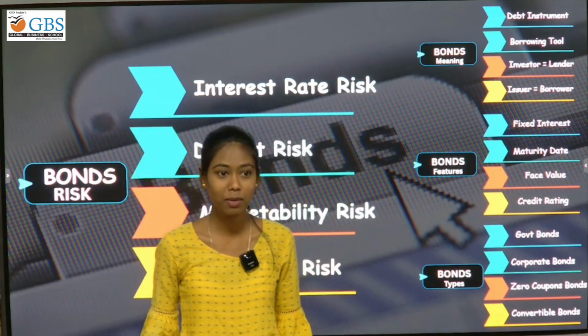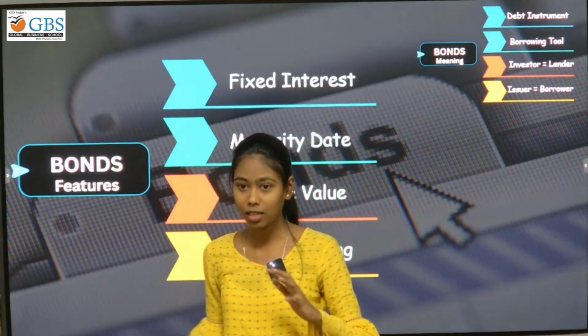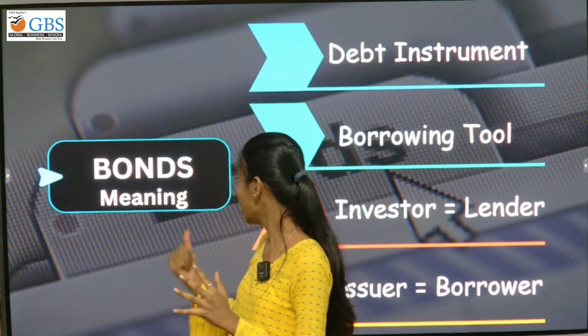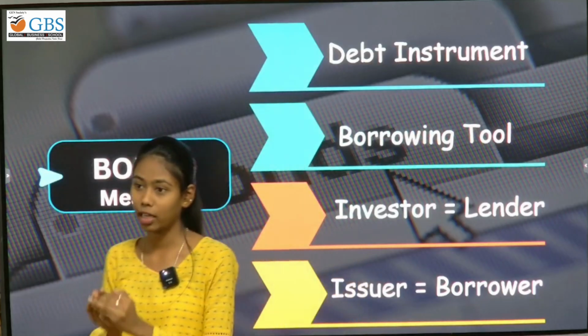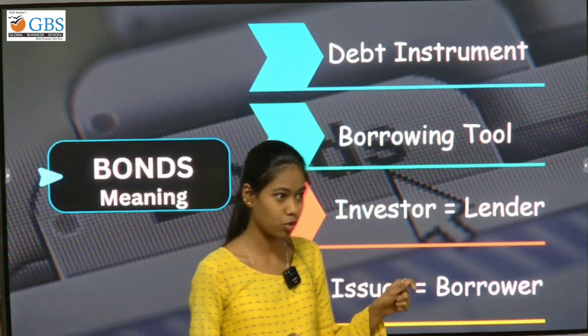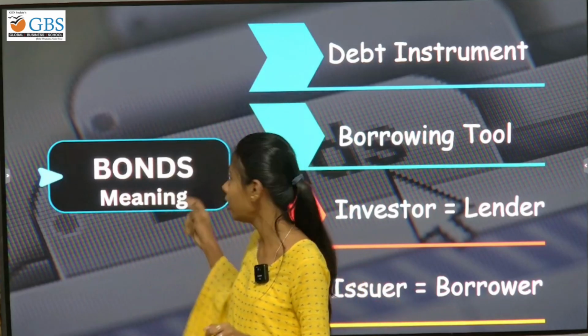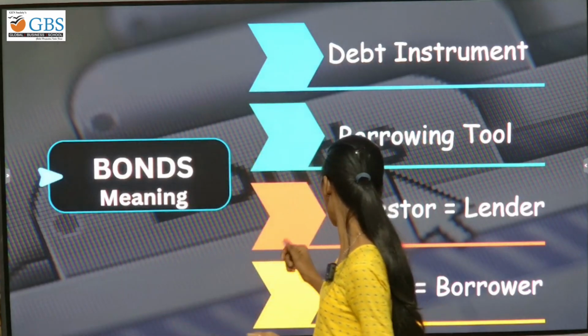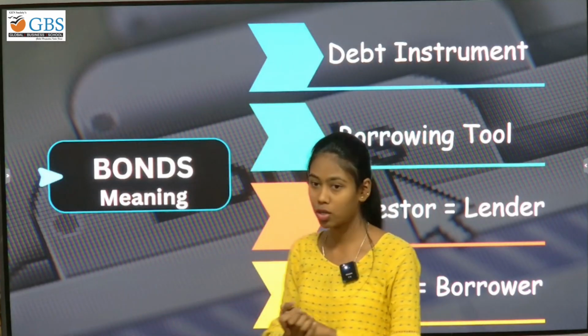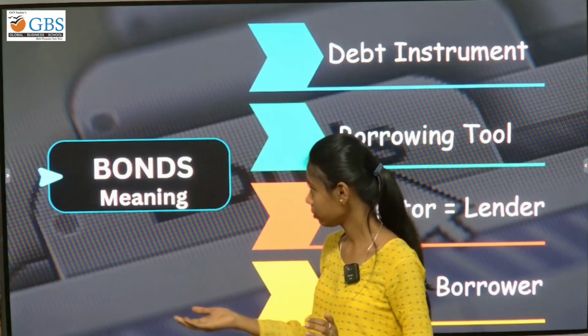Firstly, good morning to everyone. My name is Rakshita. Let us see about bonds. The first one is the meaning of a bond. Bonds are securities. They are also known as financial instruments, debt instruments, and borrowing tools. Investors are lenders and issuers are borrowers.